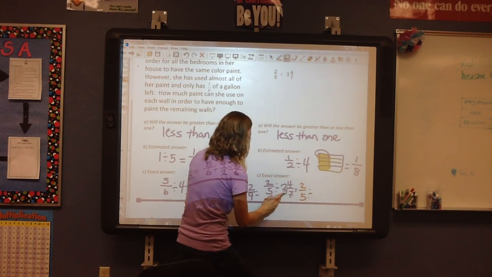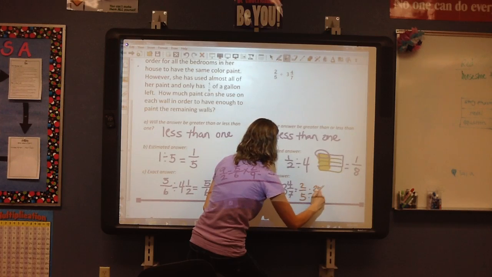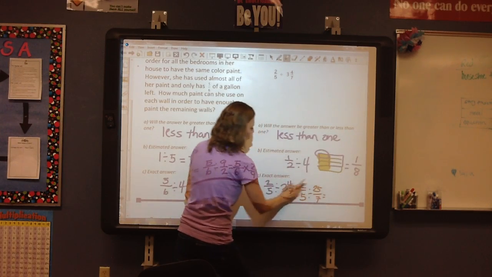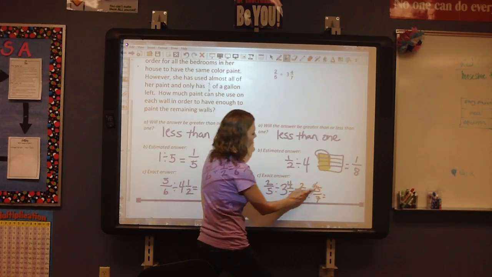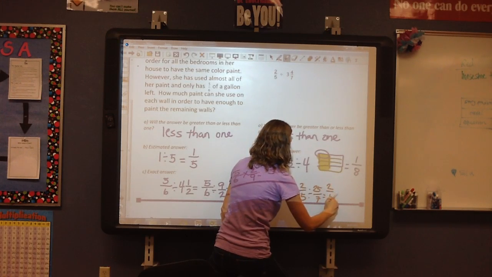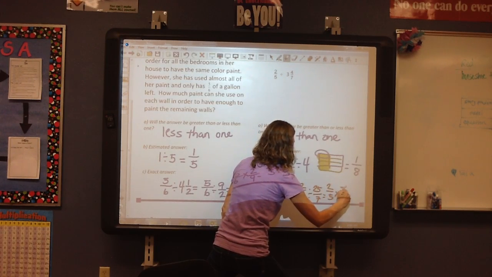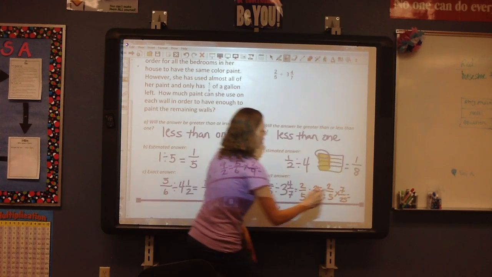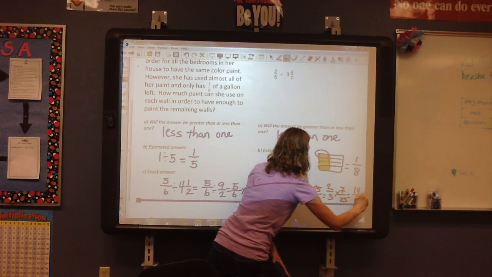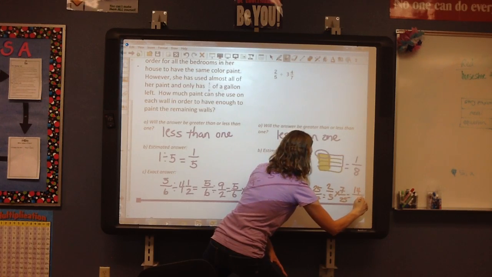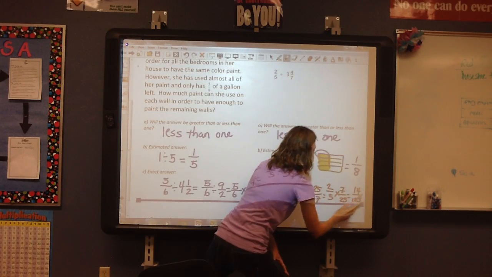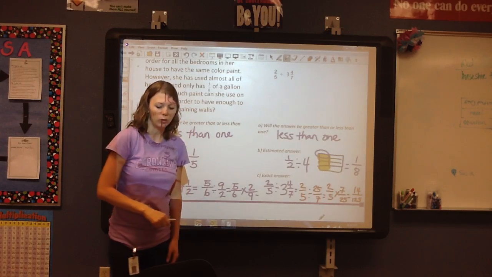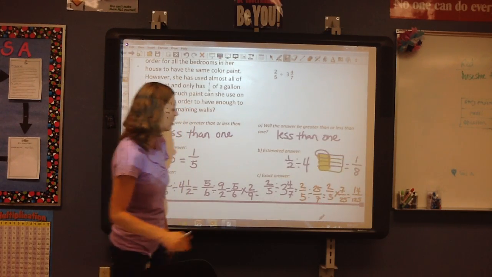Divided by 25/7, but I have to multiply by the reciprocal, so I have to flip this. 2/5 times 7/25. And when I multiply across, I get 14/125. 14 125ths. And that is always simplified.